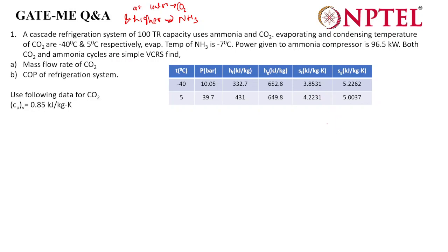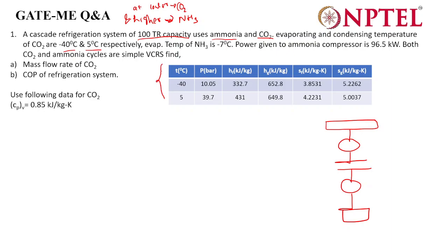So in the cascade system, let's suppose we are dividing it into two parts. One is this. So what is given? A cascade refrigeration system of 100 TR capacity uses ammonia and CO2. Evaporating and condensing temperatures of CO2 are minus 40 degrees Celsius and 5 degrees Celsius. So if this data is not given for CO2, then you can get it from here. Evaporator temperature of ammonia is minus 7 degrees Celsius. Power given to the ammonia compressor.